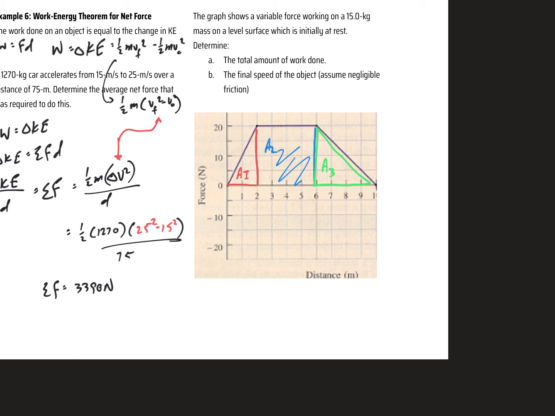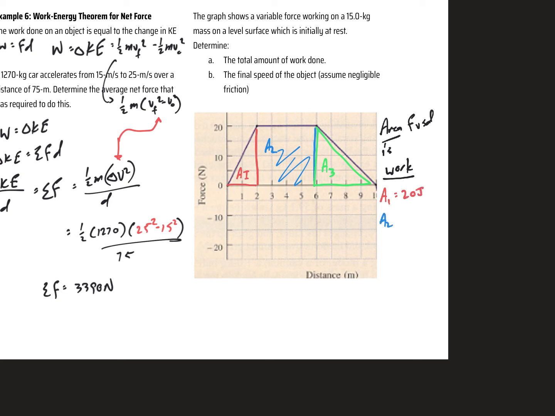And what we can know here is the area of a force versus distance graph is work. So the area of the first one, that's a triangle, so 1/2 base times height, and that gives me 20 joules.